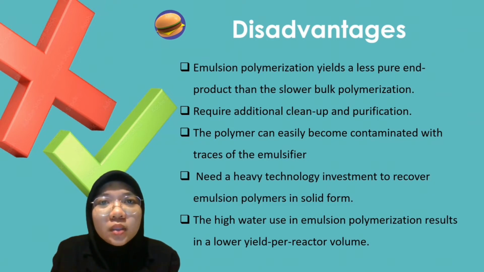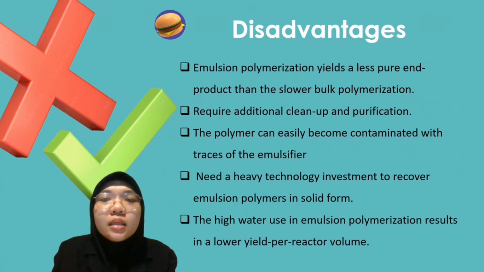The resin produced frequently becomes contaminated with the emulsifier, almost inevitably leading to poor clarity and other undesirable properties. Next, it needs a heavy technology investment to recover emulsion polymer in solid form, which is costly. Last, the high water use in emulsion polymerization results in lower yield per reactor volume. This can generate very large amounts of wastewater. It's not necessarily a disadvantage, but it does have to be adequately treated and disposed of.